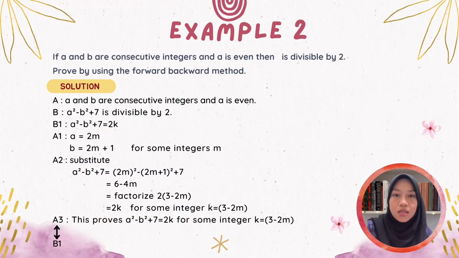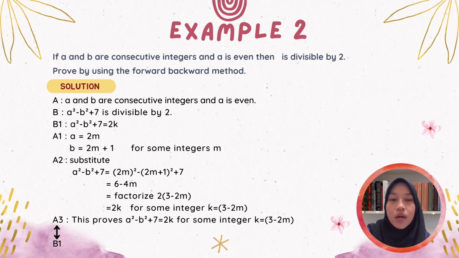Next is example 2. So the question is, if a and b are consecutive integers and a is even, then a squared minus b squared plus 7 is divisible by 2. So in this question, I use the forward method by using analysis of proof. So the solution is, first we need to find our hypothesis A, which is a and b are consecutive integers and a is even. And the conclusion will be B, which is a squared minus b squared plus 7 is divisible by 2. Next, after we have A and B, then we write our B1. B1 is so important because B1 is what we want to prove. So our B1 is a squared minus b squared plus 7 equal to 2k.